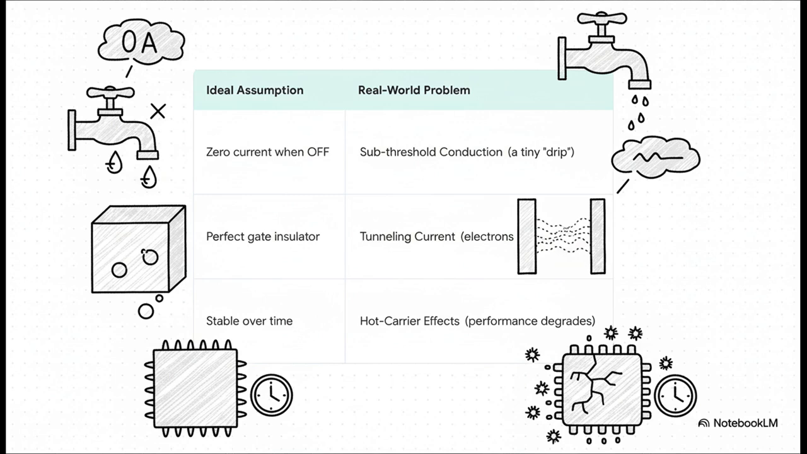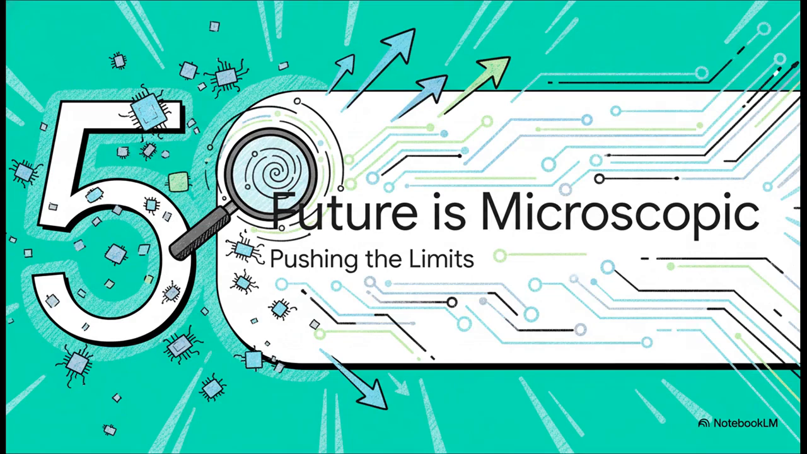And finally, these things wear out. High-energy hot electrons can slam into the structure and cause physical damage over time, slowly degrading the performance until the chip eventually fails. But look, despite all these crazy challenges, the story of the MOSFET is a story of just relentless, unstoppable miniaturization and innovation. And its impact on our world is almost impossible to fully comprehend.